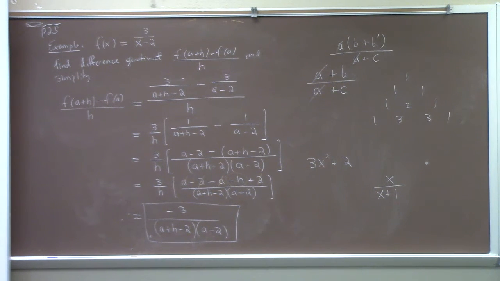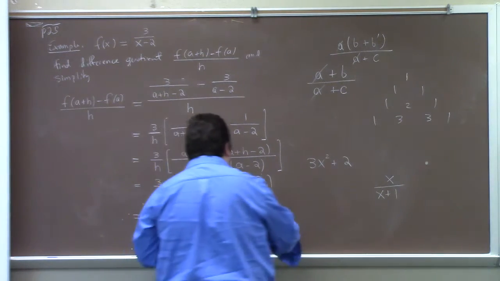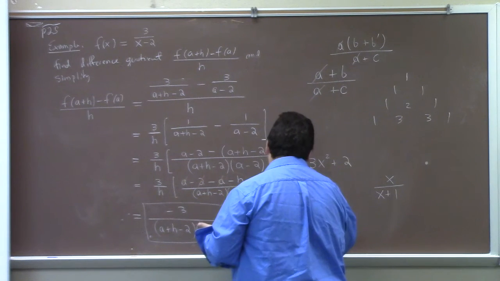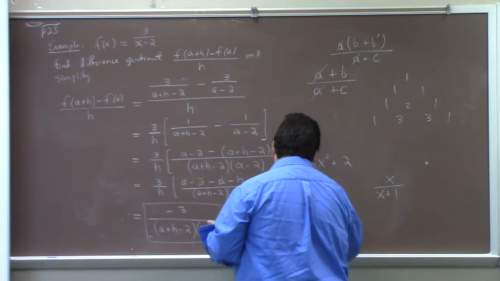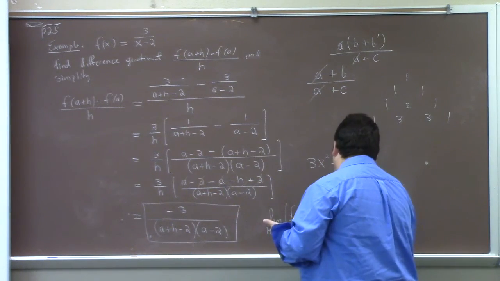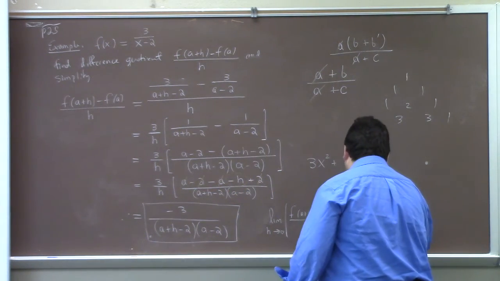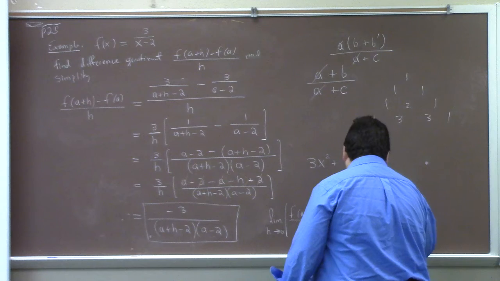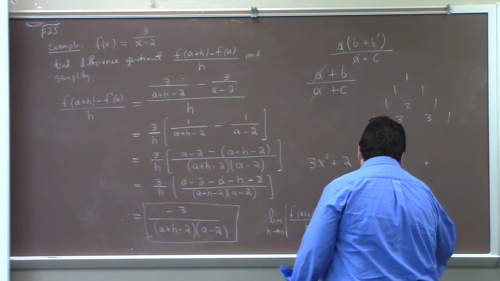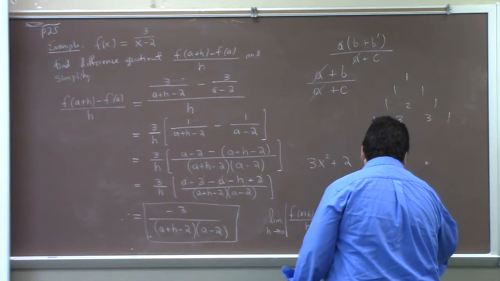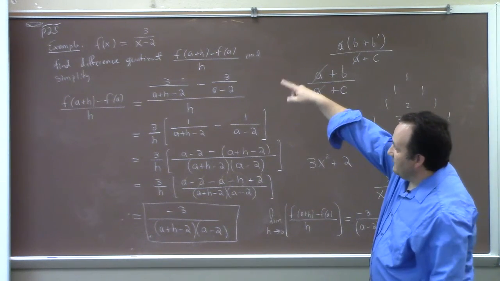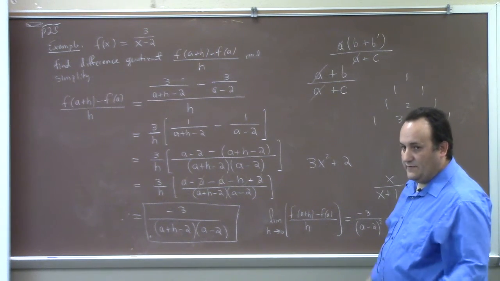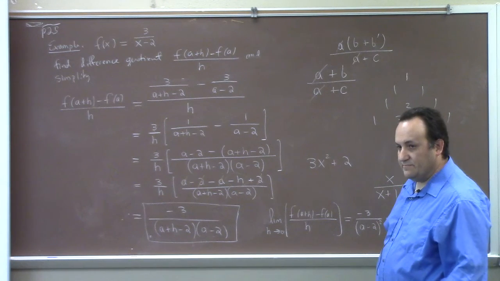For those of you who have had calculus in high school, the extra step we made there is like we took the limit as h goes to 0 of the difference quotient. And when you do that, this simplifies to minus 3 over a minus 2 squared, which you might recognize as f prime of a, because the derivative of 3 over x minus 2 is minus 3 over x minus 2 squared. Some of you have done that in high school, I'm sure.